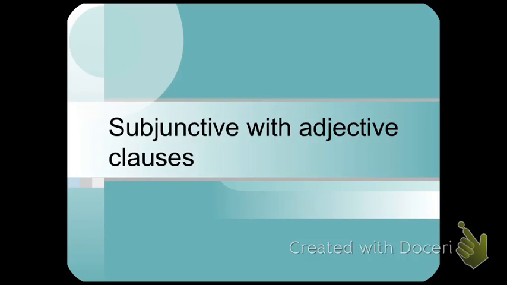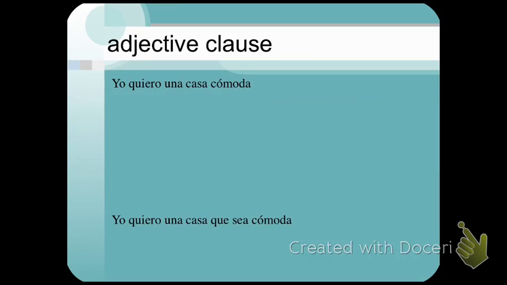Hablamos sobre el subjuntivo otra vez con cláusulas adjetivas. So, aquí tenemos número 6, el subjuntivo con cláusulas adjetivas. So, aquí tenemos dos frases. Yo quiero una casa cómoda and yo quiero una casa que sea cómoda, right? At the end, it's the same thing. It's this comfy house, but we've said it in two different ways.